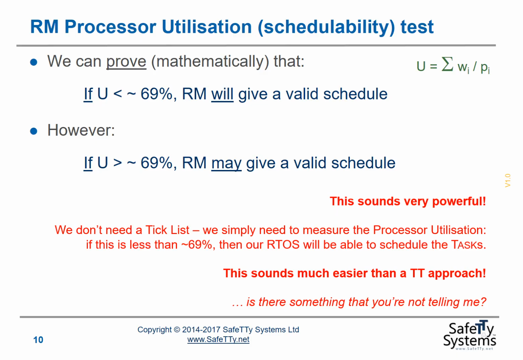What this means is, unlike a TT design, we don't need a tick list. We don't need the complexities of the modeling process that we've gone through so far. We simply need to measure the processor utilization. If this is less than approximately 69%, then our RTOS will be able to schedule the tasks. Overall, this sounds much easier than the kind of TT approach we've been discussing on this course. However, there are a couple of things you need to be aware of before you switch off this video and rush off and buy a new RTOS.